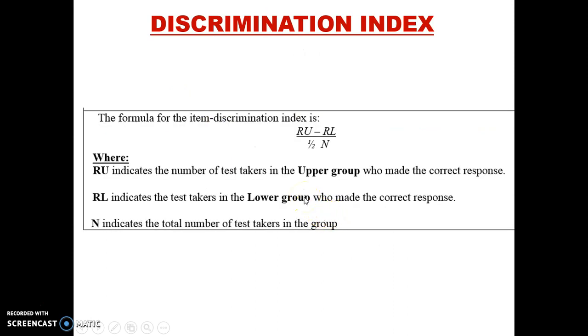So the formula for the discrimination index is RU, here representing the number of test takers in the upper group, minus those test takers in the lower group, and then we are going to divide that by half of the total number of test takers in the group.